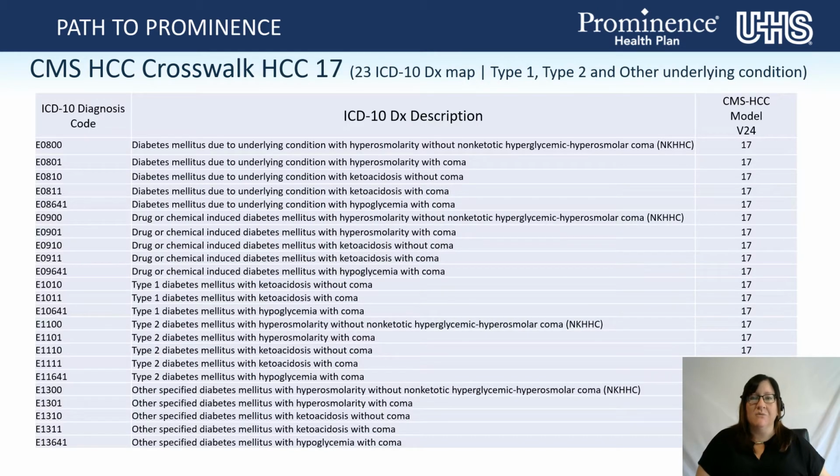Here you see the crosswalk for CMS-HCC 17. There's 23 ICD-10 diagnosis codes that map to type 1, type 2, and underlying conditions of diabetes. You see here on the left an ICD-10 diagnosis code, and then you see in the middle the ICD-10 description, and then you see on the right the fact that it maps to those HCC 17s.